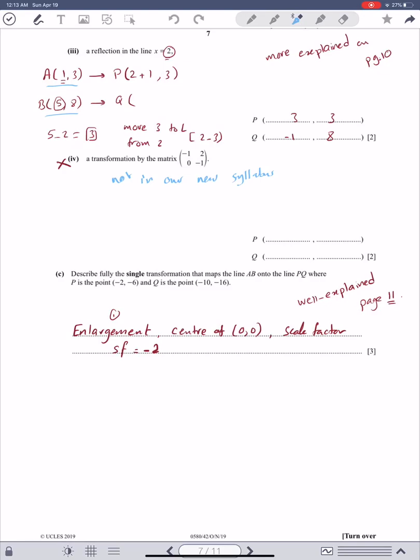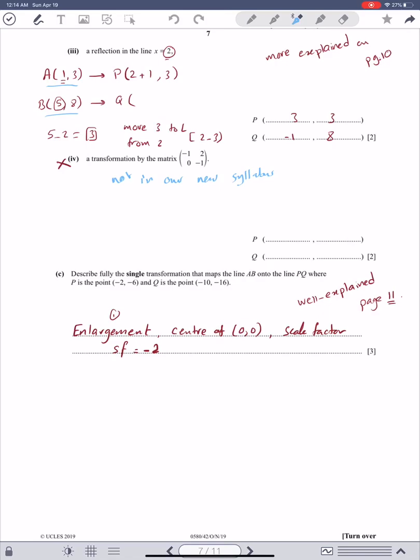Part C, the last one, describe fully, the question says. Describe fully the singular transformation that maps the line AB onto the line PQ, where P is the point -2, -6, and the point Q is -10, -16. It's supposed to be easy for most of us as extended students, but we said as usually that sometimes we take time to help the majority of the students. They don't like this topic so much.